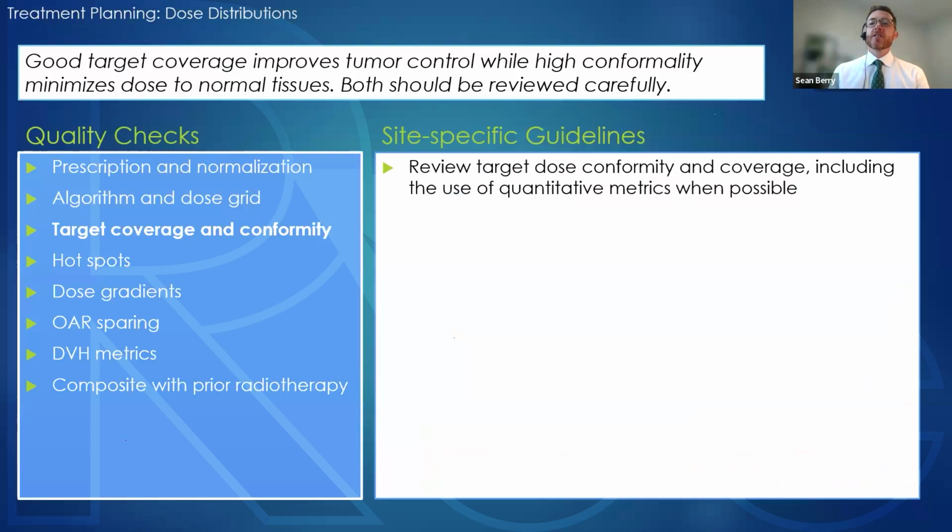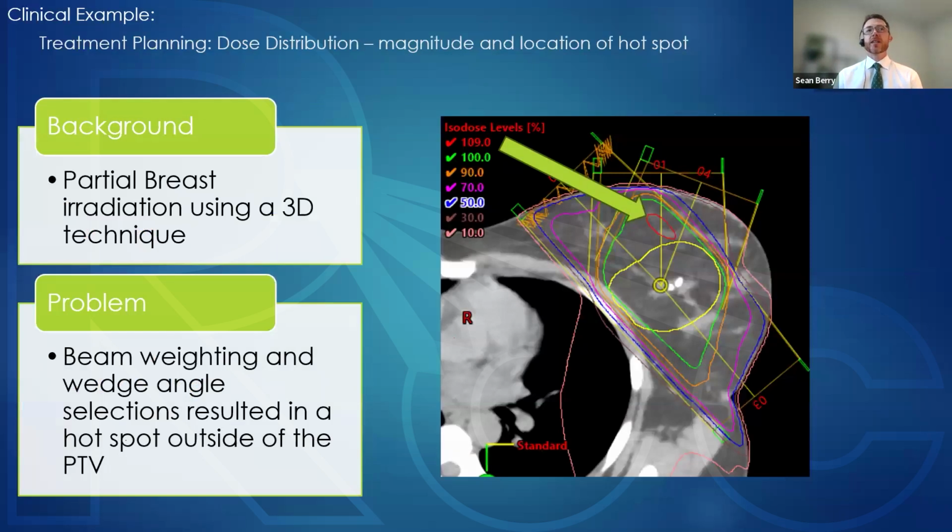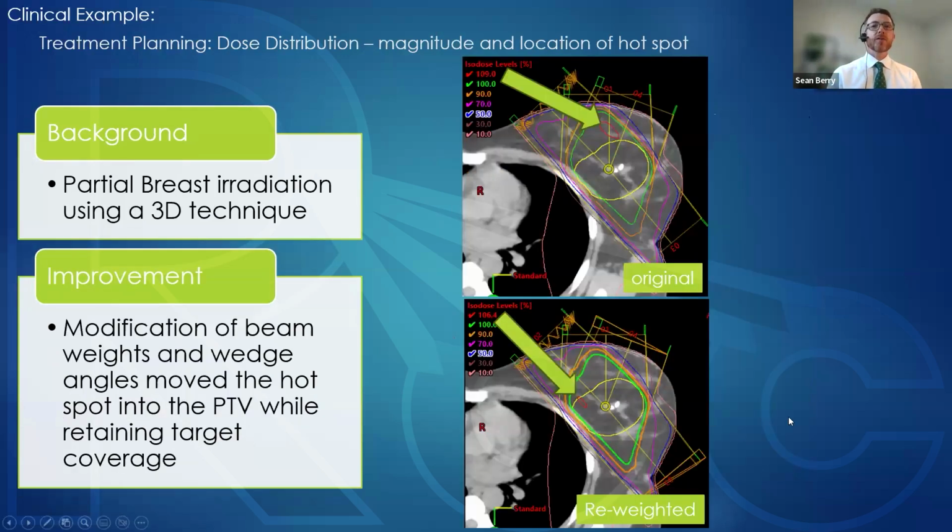When it comes to target coverage, you should review the target coverage on each individual slice of the data set, again in absolute dose. And when you're looking for hotspots, you should review both the magnitude and the location. So here's an example of a partial breast case where the high dose, the hotspot, was outside of the PTV, which is in yellow. And this was due to the choice of the beam angles or the wedge angles or the beam weighting. And you can see when they adjusted the weighting of those beams, they were able to move the hotspot at least into the PTV and also lower its magnitude. So instead of 109, it went down to 106.